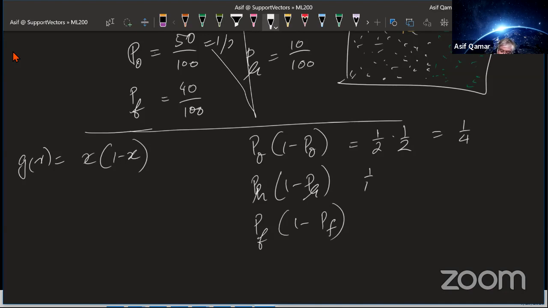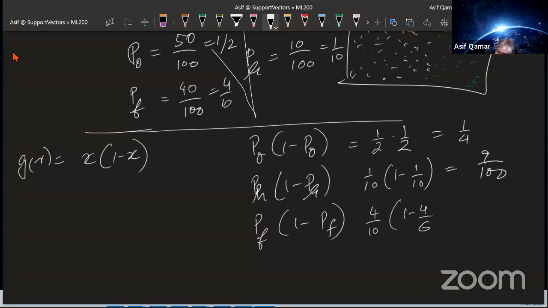So this is equal to a half, this is equal to 4/10, this is equal to 1/10. So 1/10 times 1 minus 1/10 is equal to 9 over 100. And what would this be, the forest? It would be 4/10 times 1 minus 4/10, that is 6 times 4, which is 24 over 100. So I might as well make it 25 over 100 just for uniformity. Are we together? Does this make sense, guys?